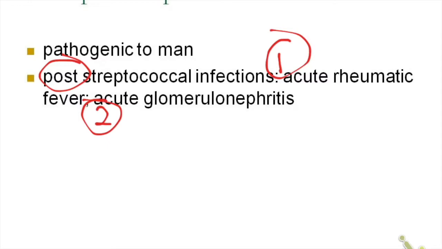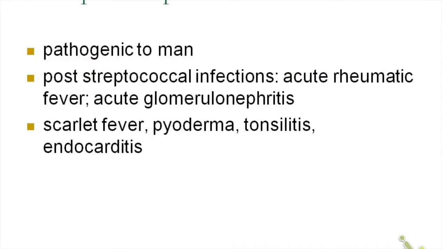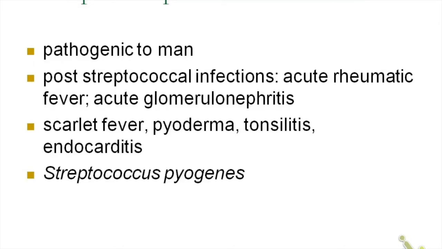That's why you don't ignore a simple sore throat, because this may result in post-streptococcal infections, which could be more dangerous. The complications due to streptococcal infections are actually more dangerous than the actual infection itself. So this could affect your heart and your kidneys. Scarlet fever, pyoderma, tonsillitis, endocarditis are also associated with Streptococcus Group A, and the most commonly isolated group A is Streptococcus pyogenes.